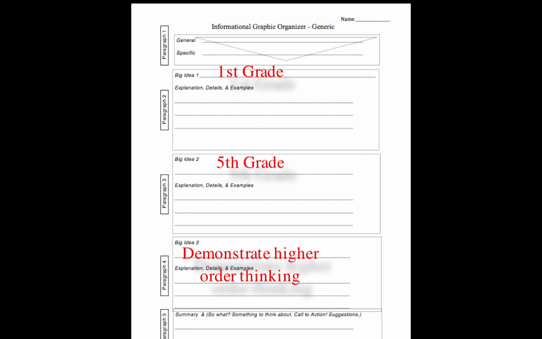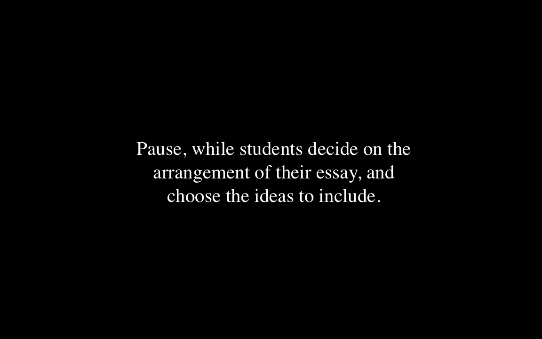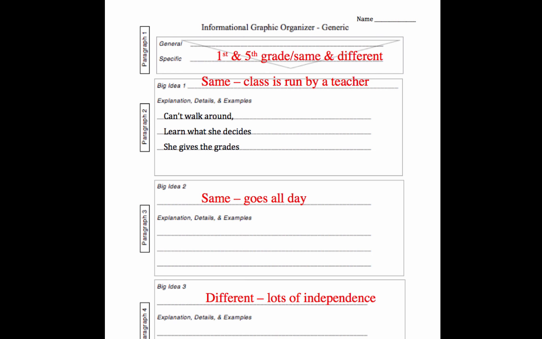Decide on the arrangement you want to use for this essay. Then go back and choose the ideas you'll include. Write your name on an informational worksheet graphic organizer. You know your specific topic. 1st and 5th grade, same and different. Write this on the line for specific topic.